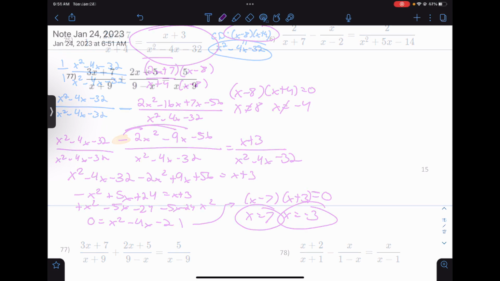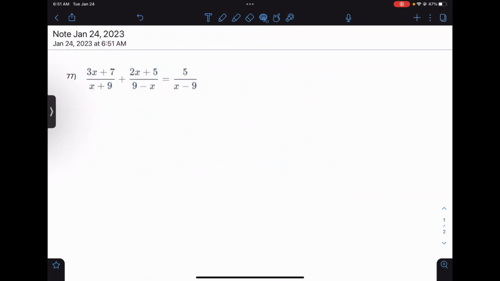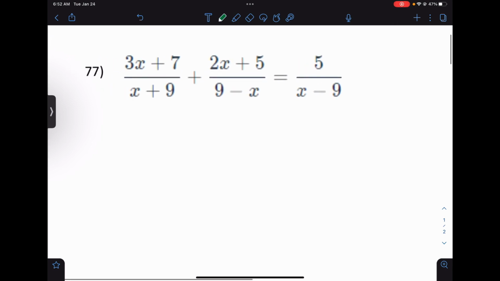All right, guys, we are on our last problem here. I will say I did not give you guys enough space to do this problem, so I apologize. You can do it on a separate sheet of paper if you need to. All right, so first we've got to look, see if we can get our common denominator here.